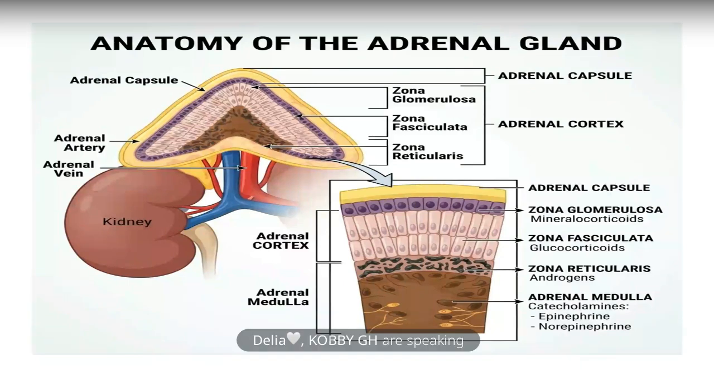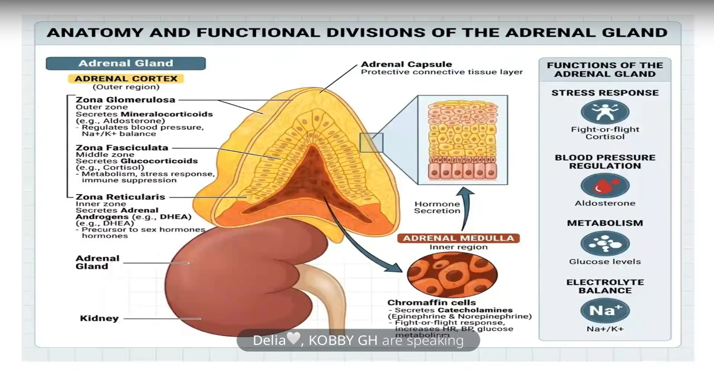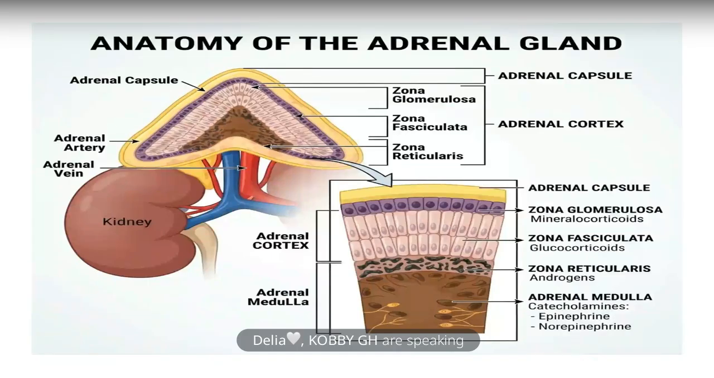Sir, yes, please. Go ahead. When the adrenal glands are producing their hormones, do they do that simultaneously or alternately? Simultaneously. You can say your adrenal gland is overworking, and that will be a problem.